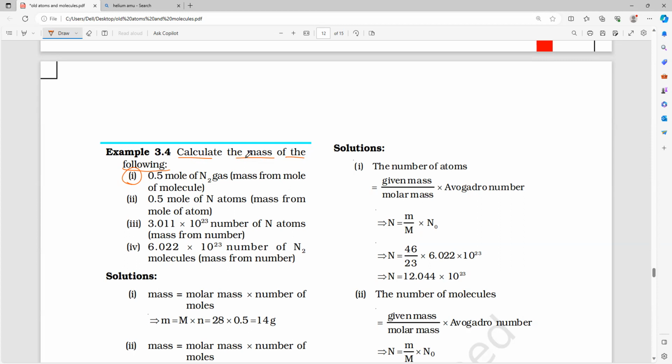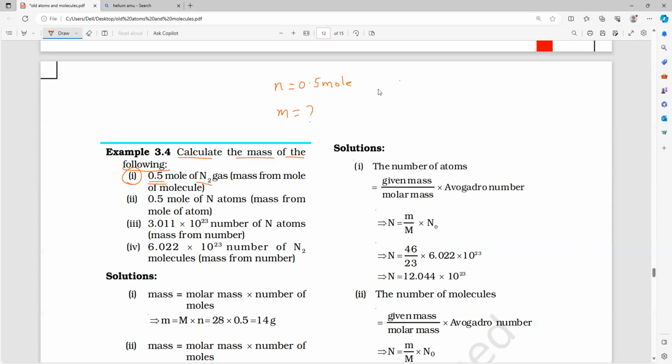All of you write it. We'll go through that. So 0.5 moles of N or N2? Tell me now. N2. N2 is a molecule or atom? That is very important. Molecule. So you have to be very careful. One question I'll solve here, later we'll solve the rest. So first, given number of moles: how many moles given? 0.5 moles.